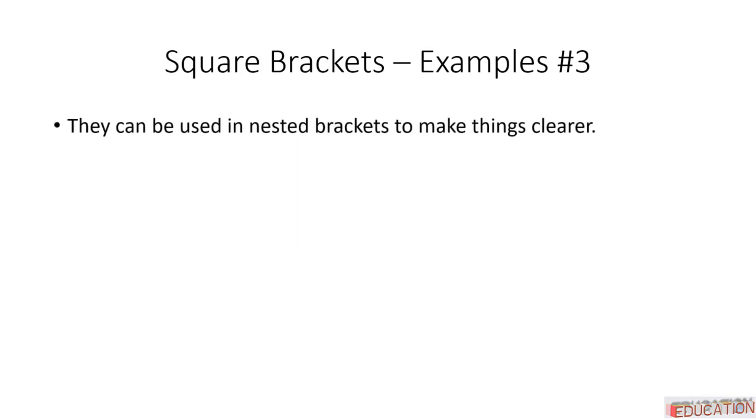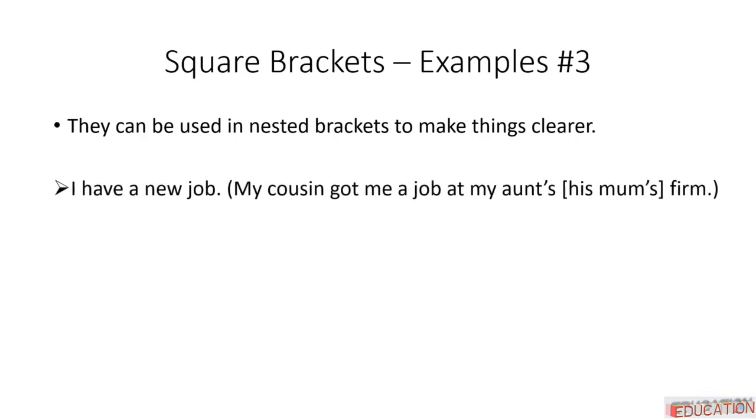They can also be used in nested brackets to make things clearer and easier to read. I have a new job. My cousin got me a job at my aunt's [his mum's] firm. And here we see the comment is in brackets within the main sentence: my cousin got me a job at my aunt's firm. Because people weren't sure who my aunt was, it's clearing up that my aunt is my cousin's mum. And so they put that in square brackets just to use a different type of bracket than the main comment.